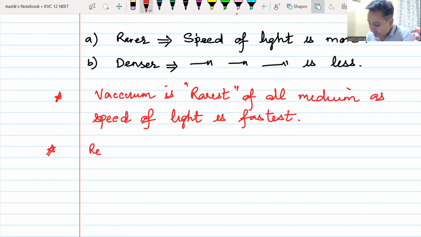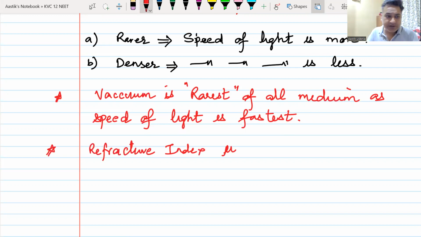So that is the next heading that we are going to write. Refractive index, normally denoted by the letter mu. Now what is this refractive index? It tells us whether a medium is rarer or whether a medium is dense.